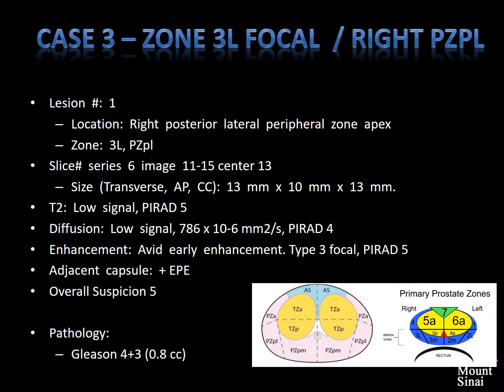Notice the zonal anatomy again to reinforce where you can localize and find lesions. This was biopsied under a target biopsy. It was a 0.8 cc lesion and it was Gleason 4+3.